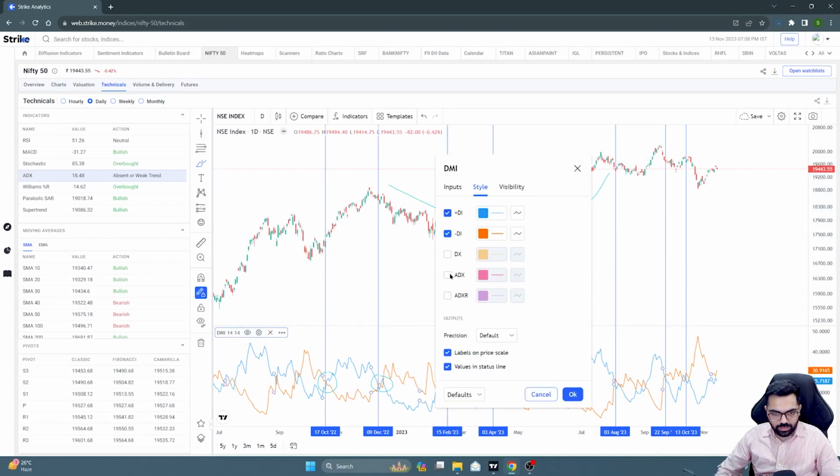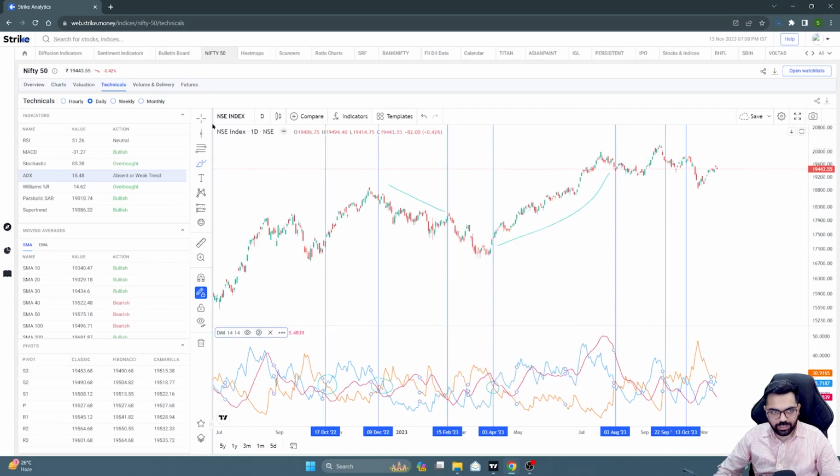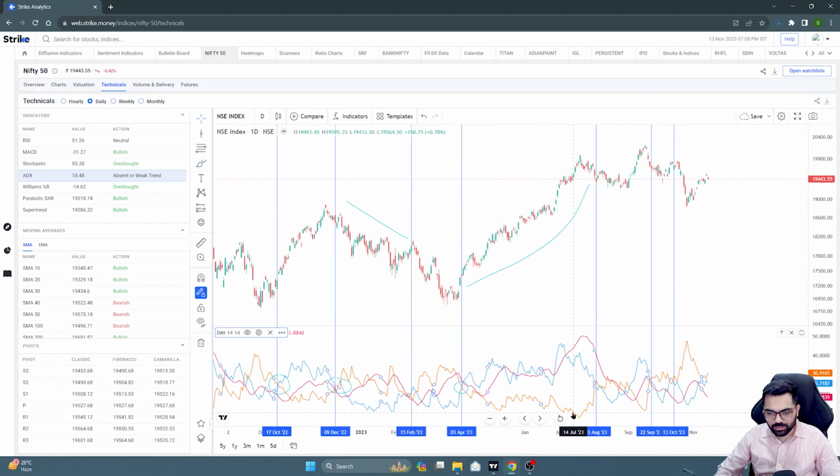Now, if you add in the ADX itself and then try to observe the crossovers with respect to ADX level, that will help you judge whether the trend is strong or not. So if a crossover is happening with the ADX above 25, that tells you that the trend is going to be strong on the upside or downside.